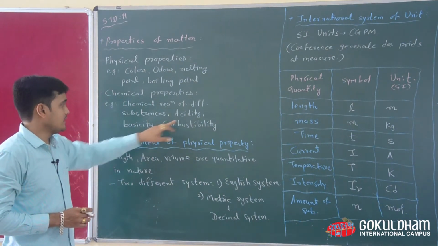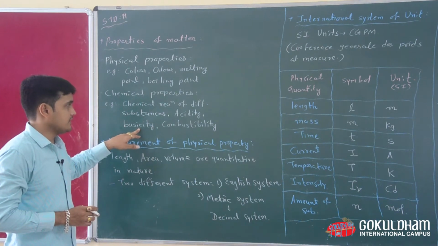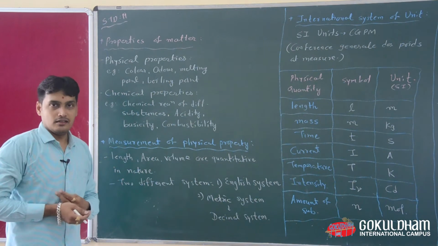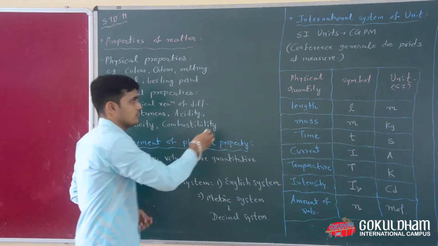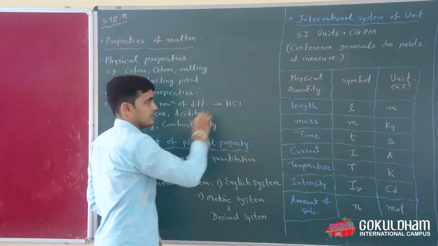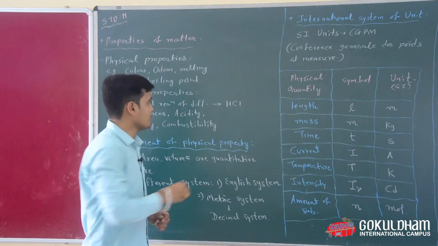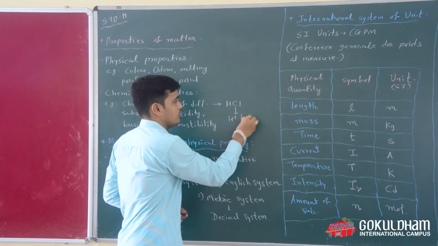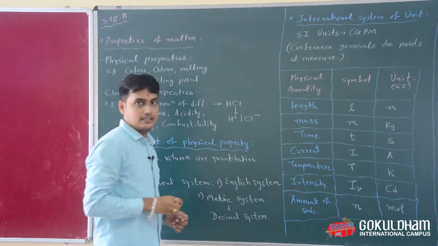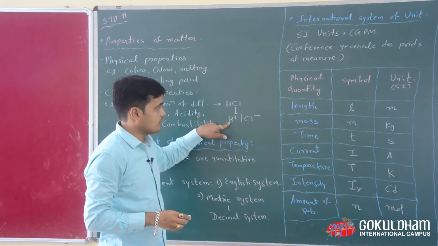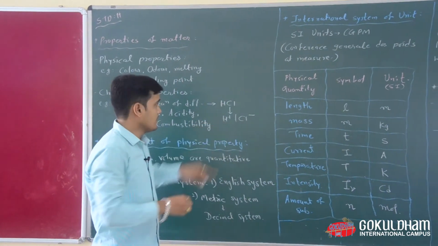Another one is acidity, and another example is basicity. What do we mean by acidity and basicity? Acidity means, suppose we have HCl, hydrochloric acid. This HCl is separated into H+ and Cl-. This H+ is known as acidity.